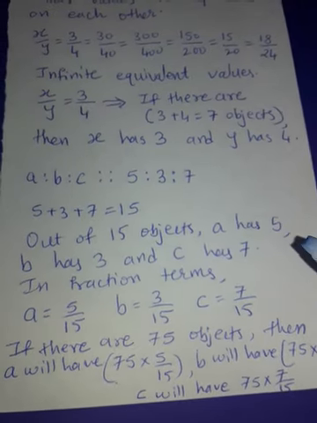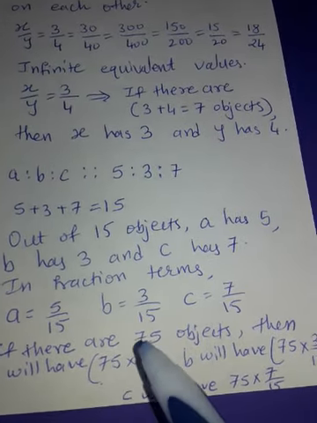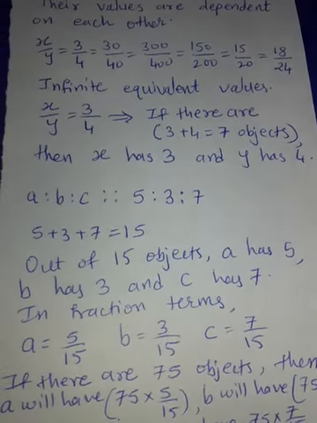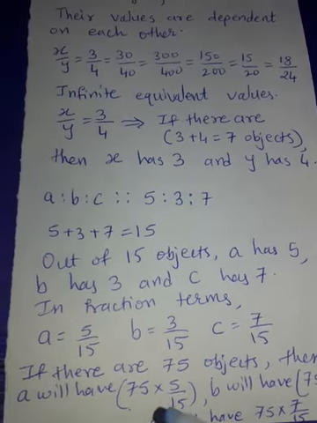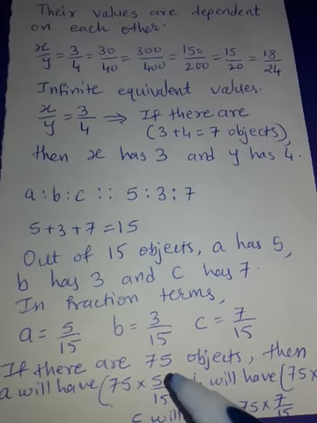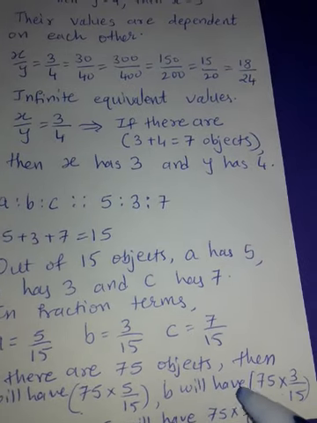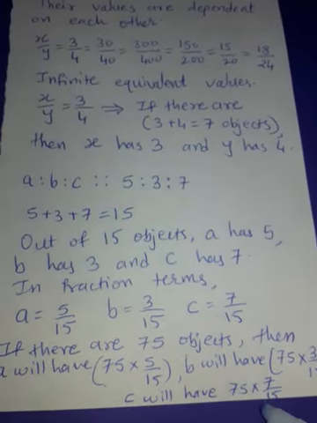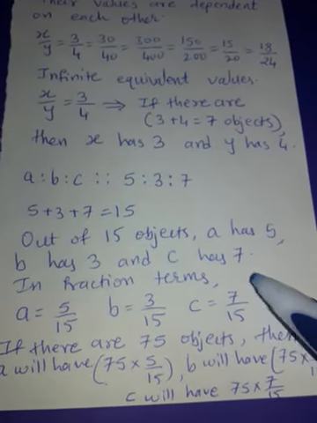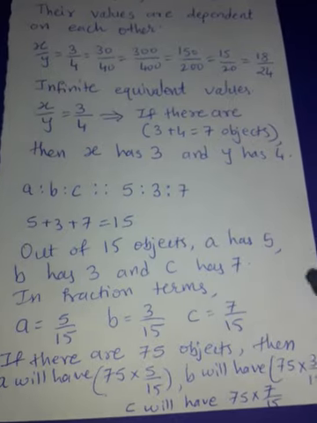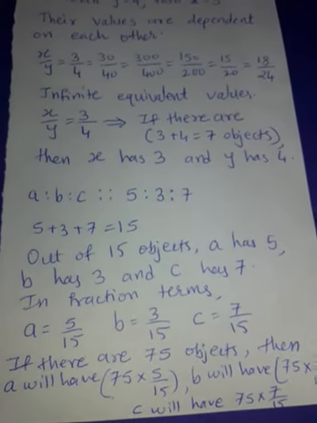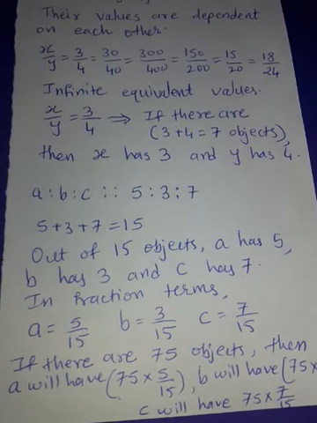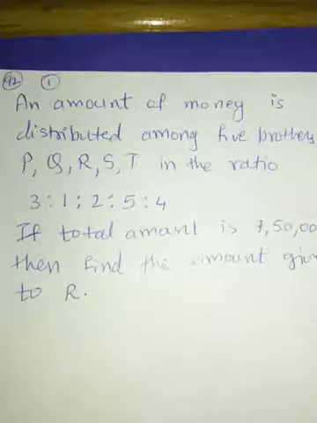That means what we'll have to do now? This 75 I'll now multiply by 5 upon 15 because A has the fraction 5 upon 15. So 75 will be multiplied by 5 upon 15. B will have 75 into 3 upon 15 and C will have 75 into 7 upon 15. Getting it? Now let's use these principles to solve the examples. First we will solve very easy examples and later we will move to difficult ones.